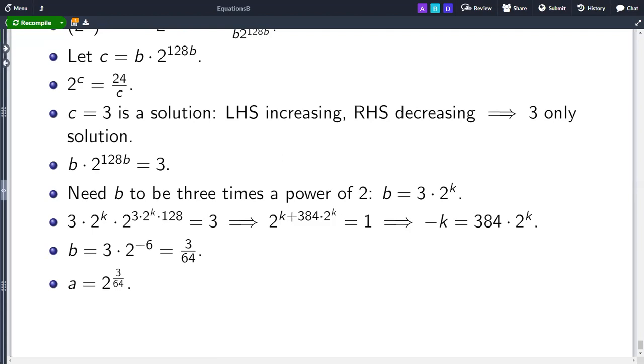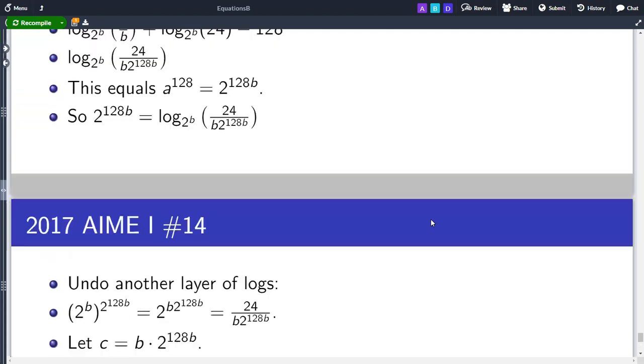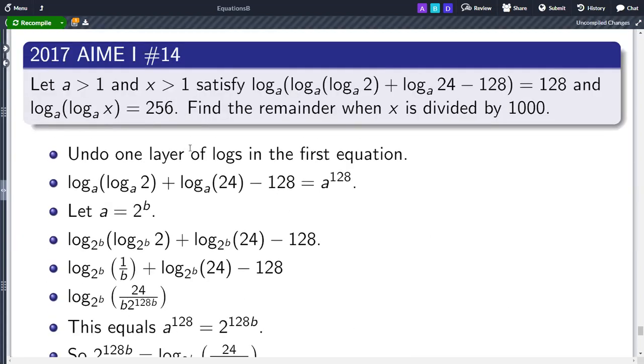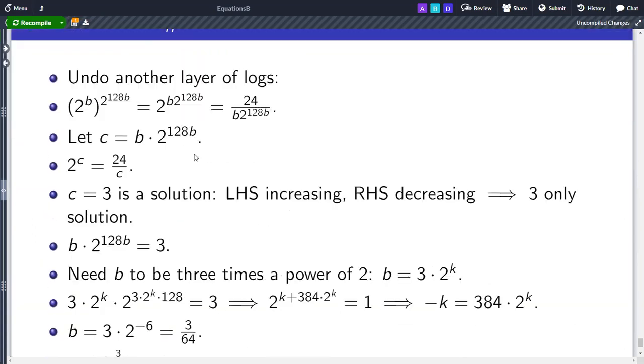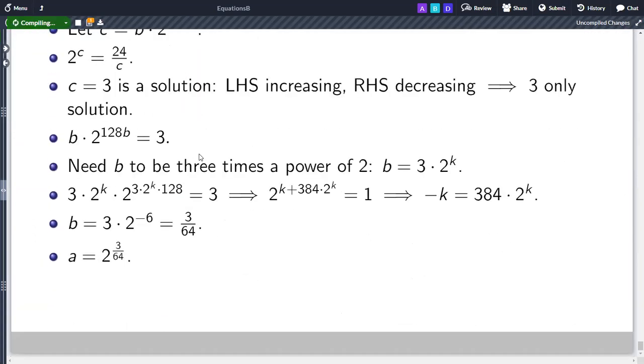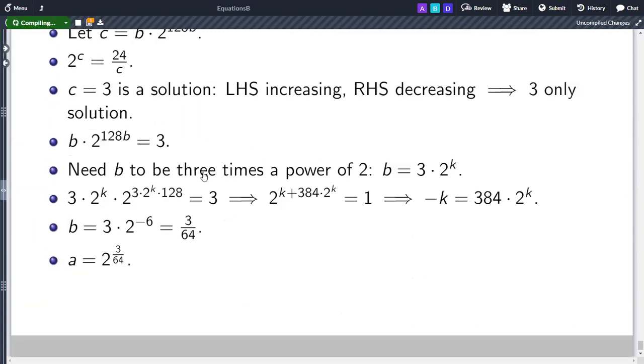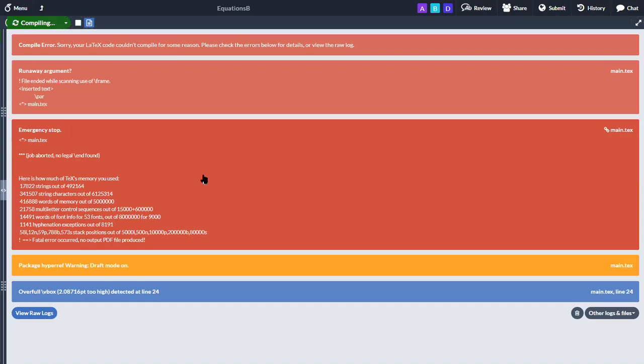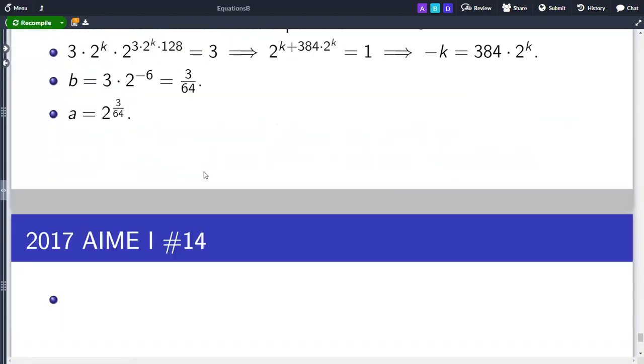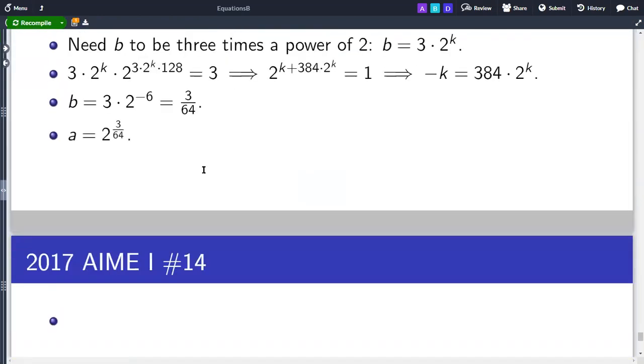So let's turn to the second equation, where we want to find x, because x is what we're going to need to extract our answer. So I think we're probably going to need a third slide. Let's set that up. So now we want to look at the second equation and try to find x.